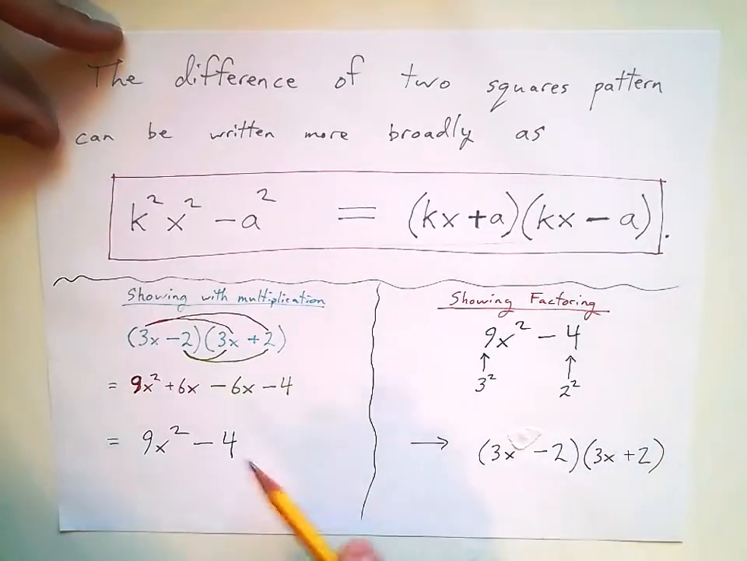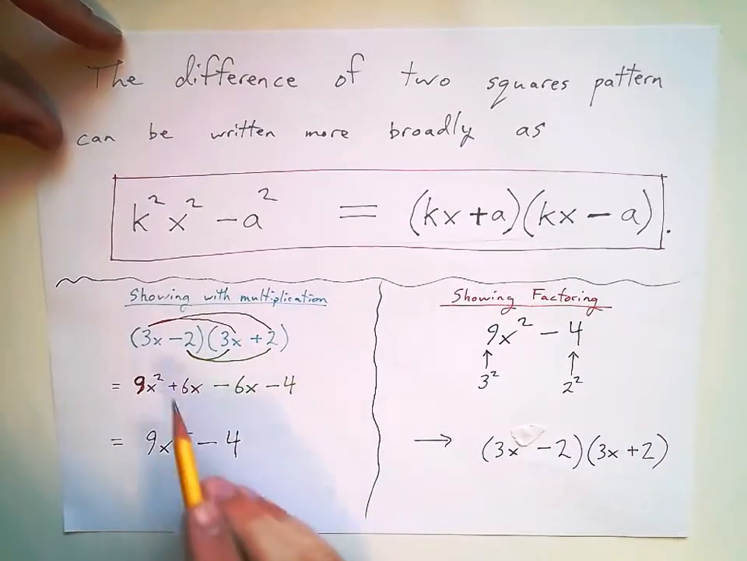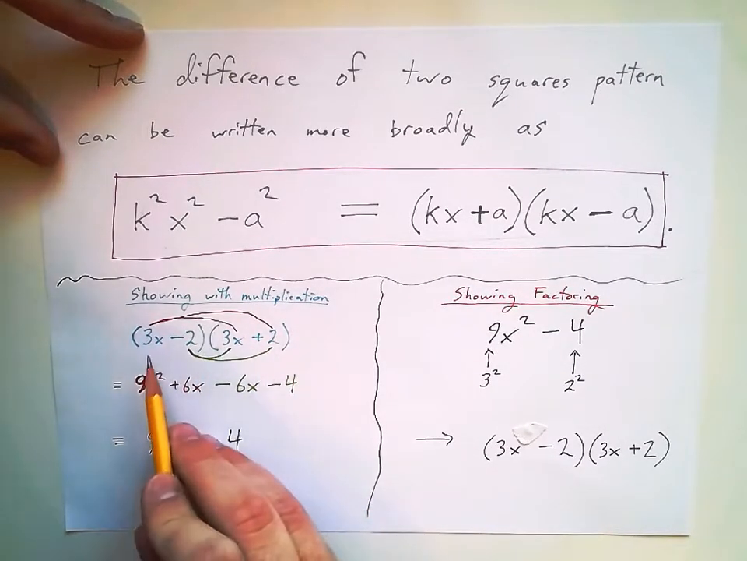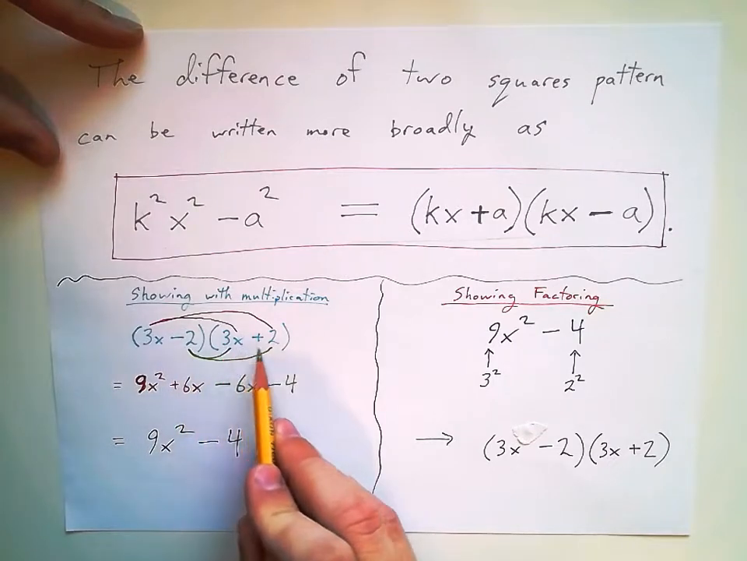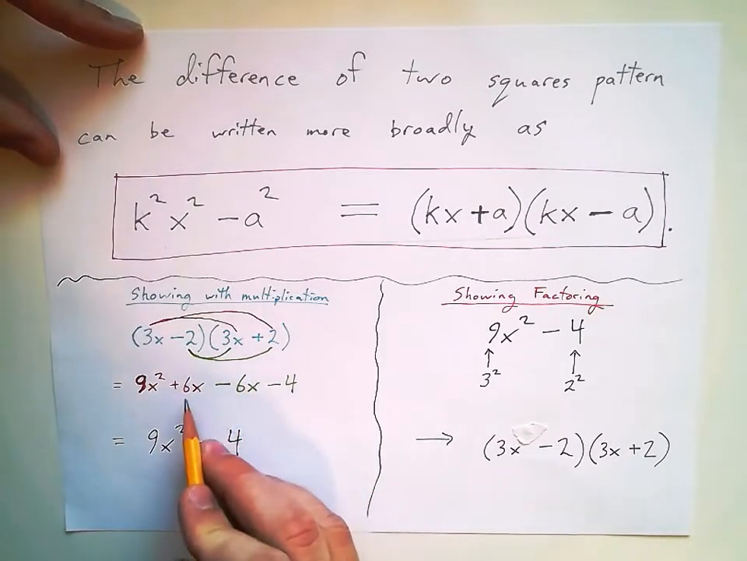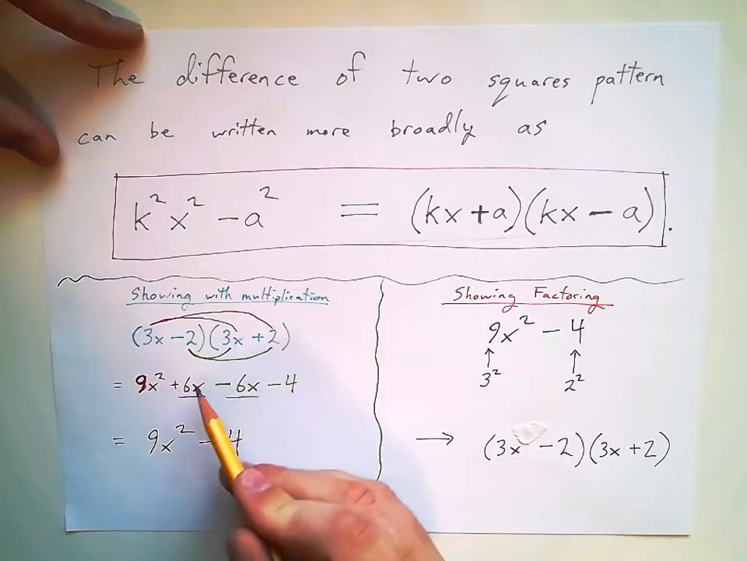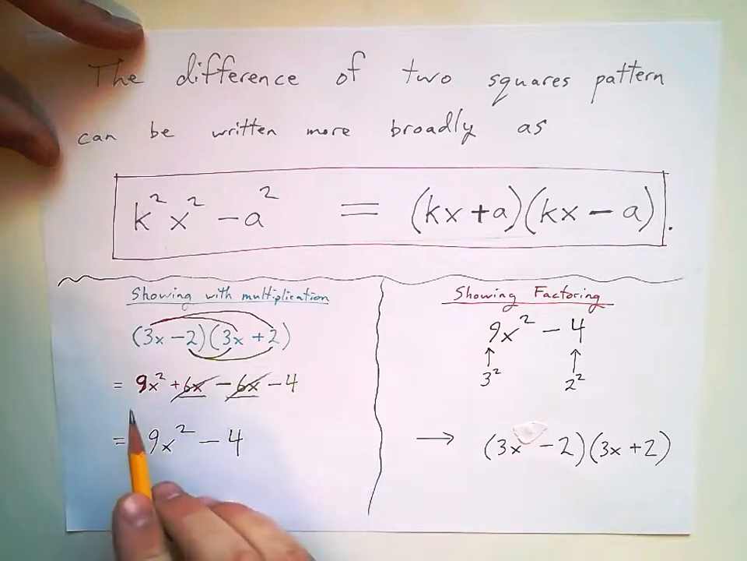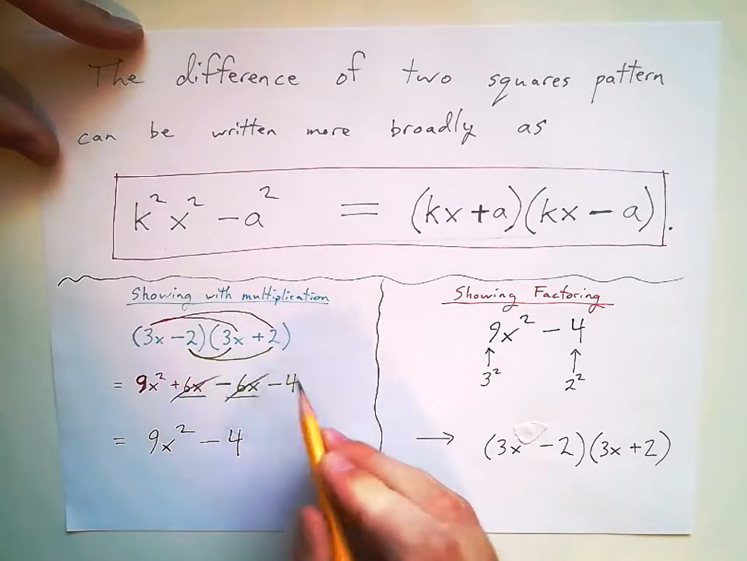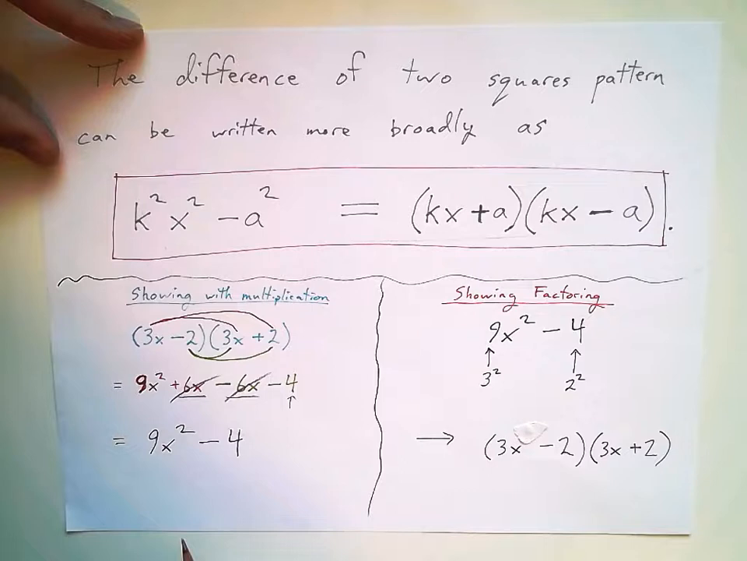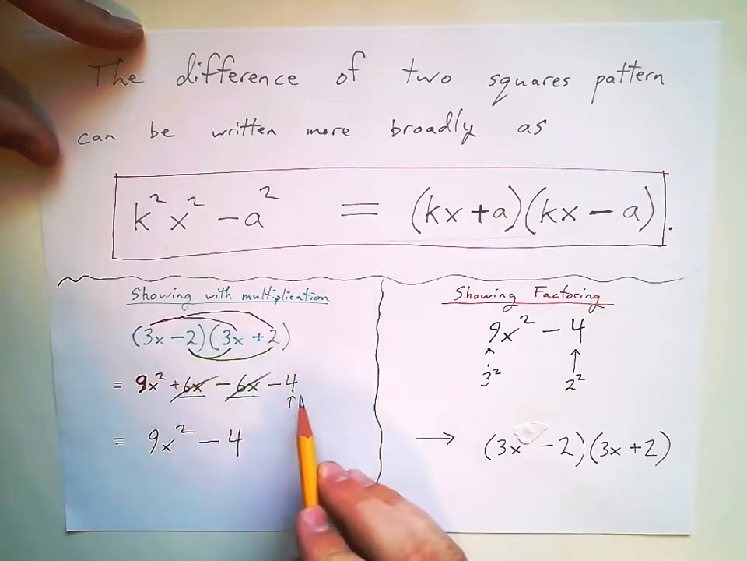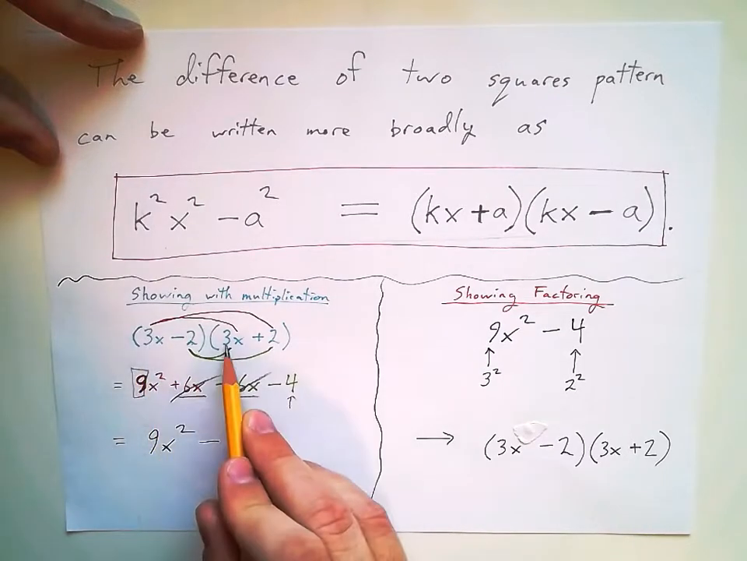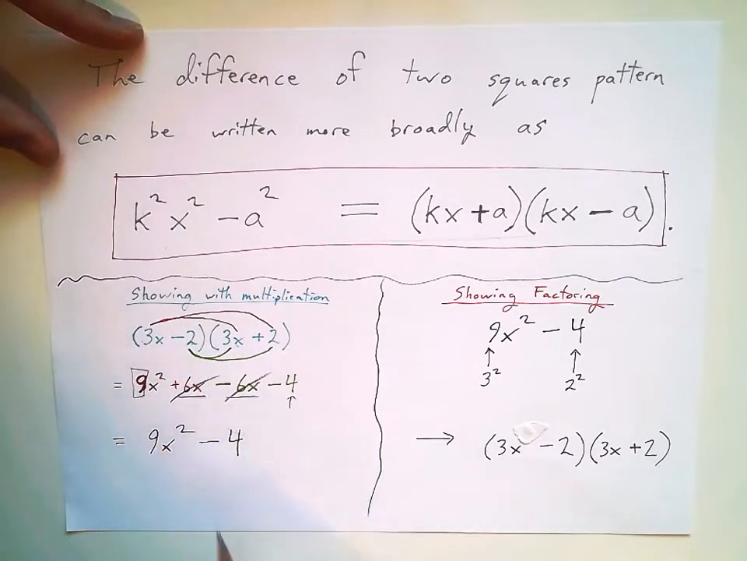So this is showing how it works with multiplying stuff out. So instead of just x minus 2 times x plus 2, what if you have 3x minus 2 times 3x plus 2? You'll get the middle term still canceling out because plus 6x minus 6x is 0. And you'll get this times this still right there. So the a squared is still right there. But you'll get a 9 right there from the 3x times the 3x.